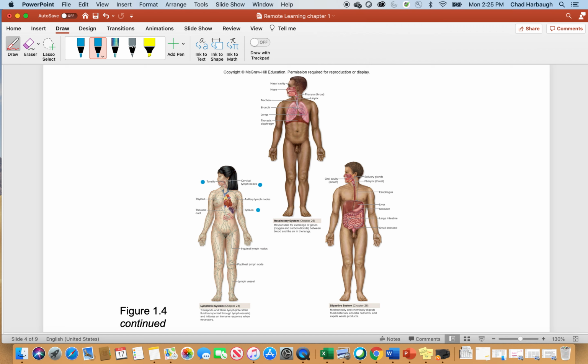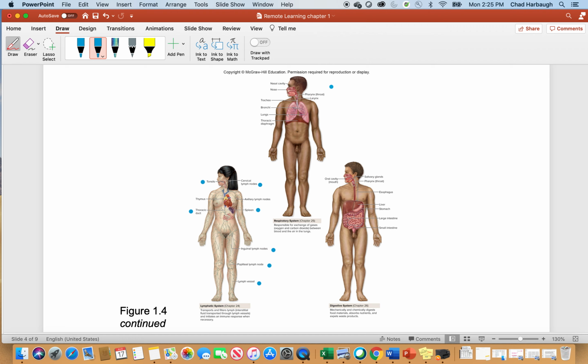The spleen, which helps filter the blood. The thoracic duct, which is a series of lymphatic nodules located in the sternum of the human body. We also see these located in the inguinal area, the popliteal area, transporting lymph through the structures called a lymph vessel.